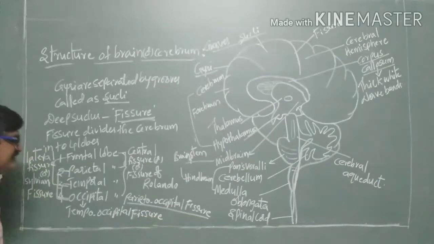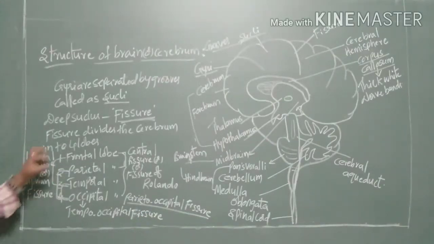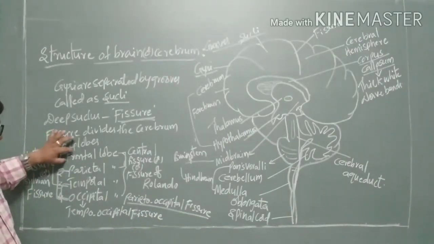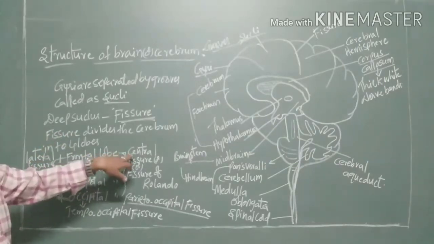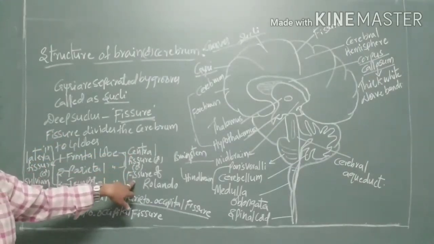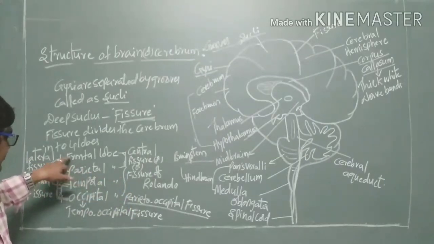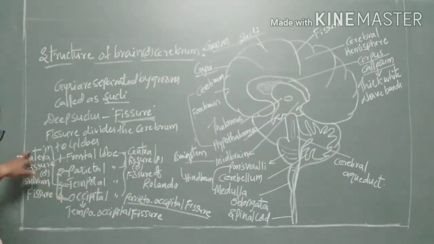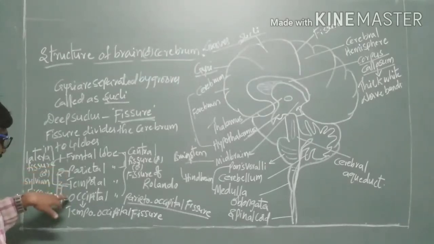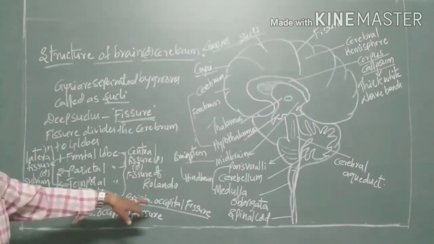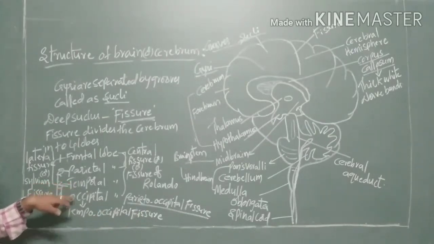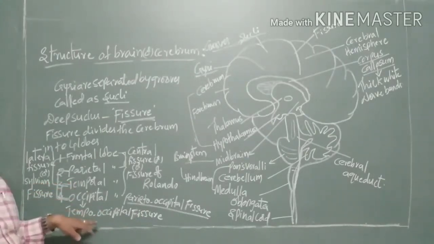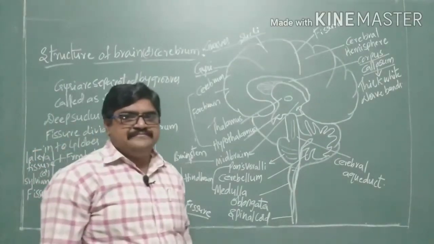So here the brain is divided into 4 lobes. The first one is the frontal. The frontal is separated from the parietal lobe by the central fissure, otherwise called the fissure of Rolando, and the fissure which separates frontal and temporal is called the lateral or Sylvian fissure. The fissure which separates parietal and occipital is called the parieto-occipital fissure, and the fissure which separates the temporal and occipital is called the tempo-occipital fissure.